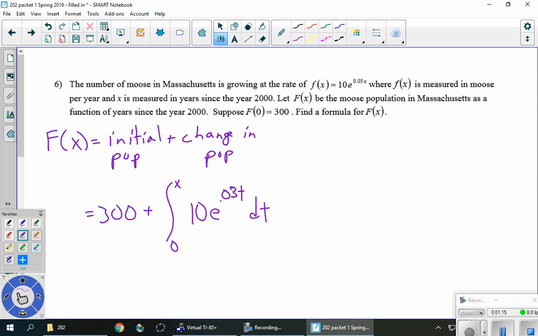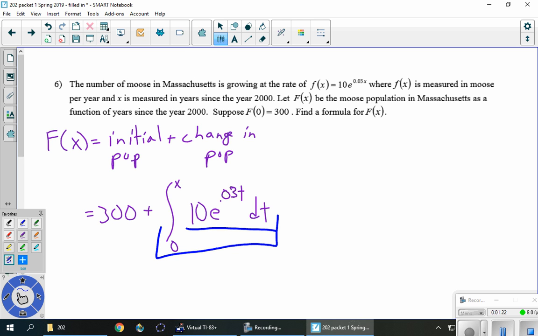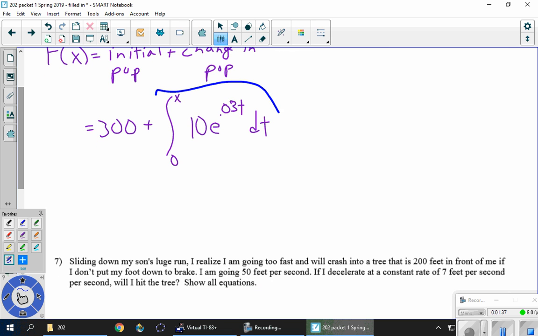Okay, and so this piece of it is just one of our fundamental theorems, right? The fundamental theorem is that the integral of a rate of change is the actual change in the thing itself. So this piece is the actual change in population. Okay, so what remains is to actually do that integral. So let's do it, 300 plus.